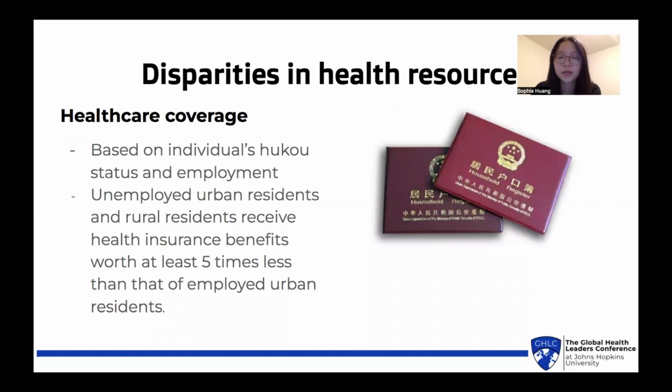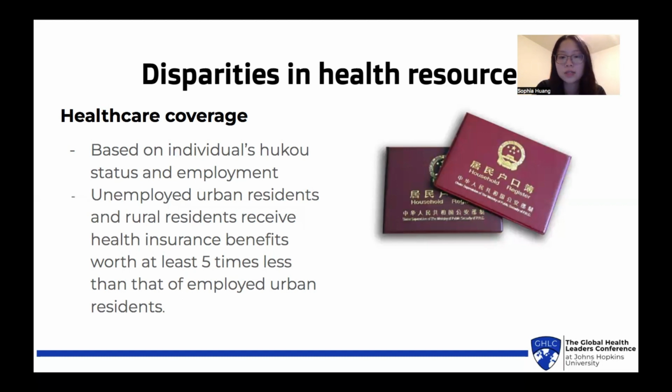The second factor is disparities in health resources. So in order to understand China's healthcare system, I need to explain the incredibly intertwined hukou system. So the hukou, or household registration system, was created in 1955 to exclude the rural population from accessing state-allocated welfare and entitlements. An individual's hukou status was determined by where they were born and their lineage. This system granted better education, job opportunities, housing, health insurance, and other social services to urban hukou holders.